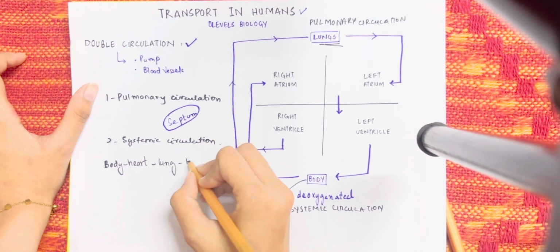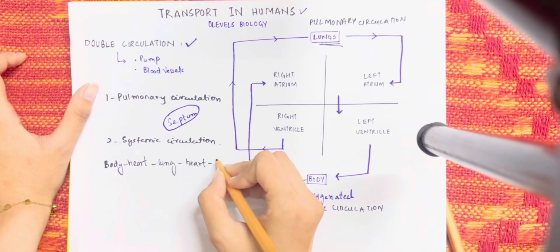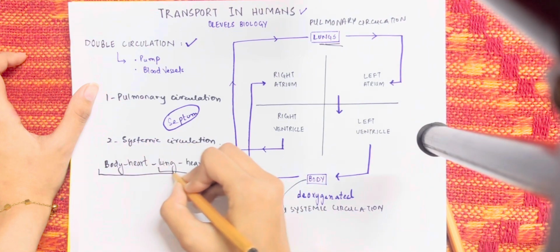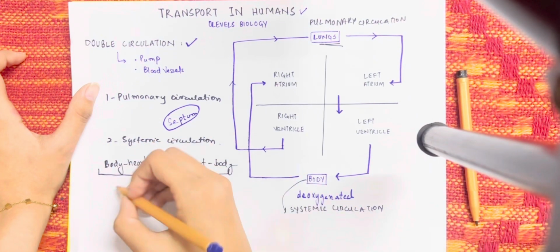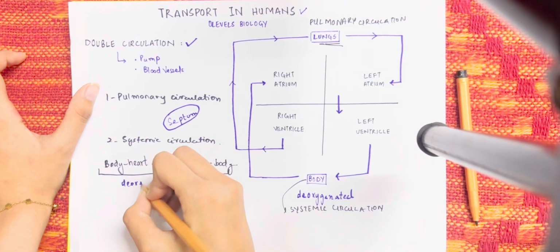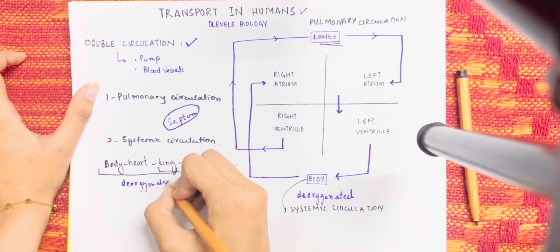From the lung, it is transported back to the heart and then back to the body. This is the kind of circulation where we can divide it on the kinds of the blood that is being transferred. From the body to the heart to the lung, we have deoxygenated blood that needs to be oxygenated. That's why it is sent to the lung.